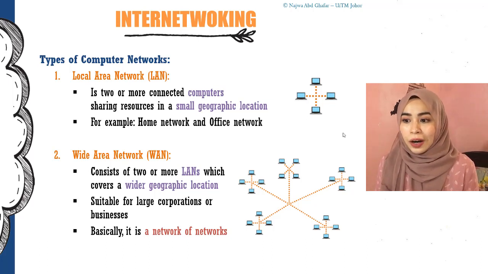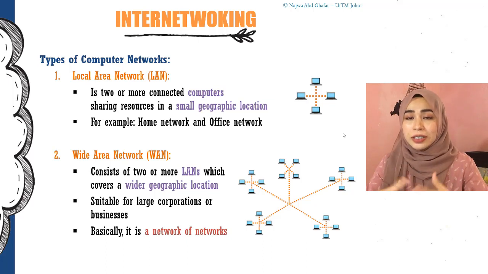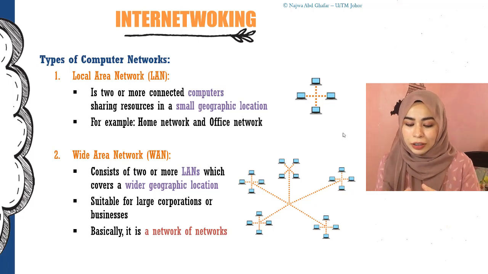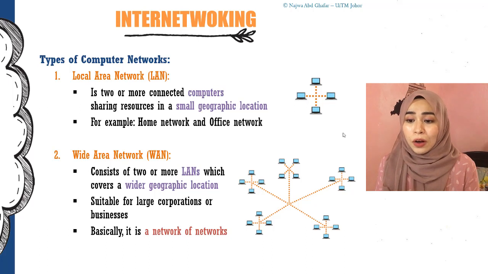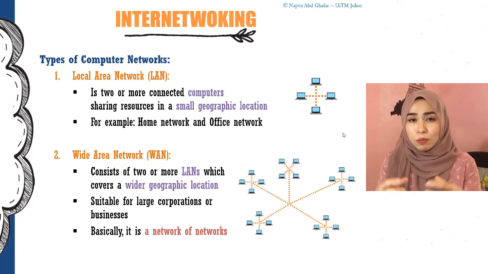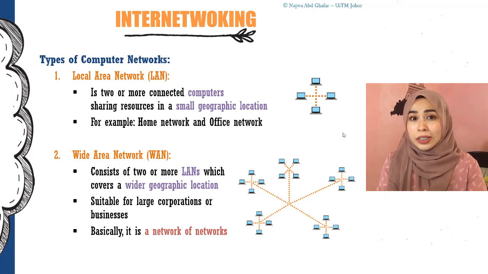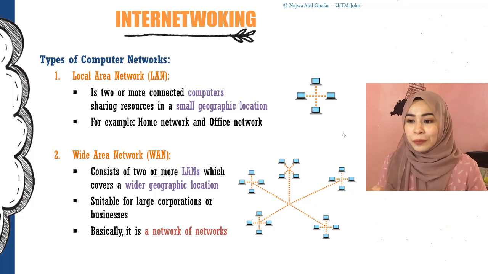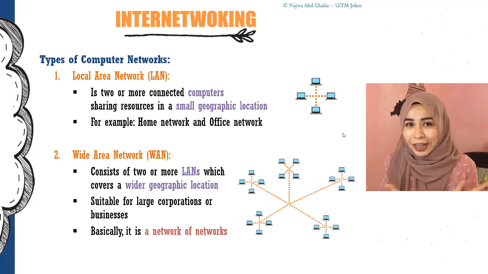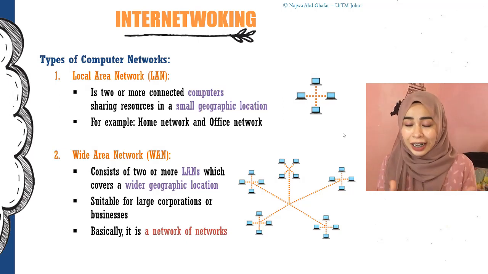The difference between these two is basically the size of the network. If the network is located in a smaller area, it is called a LAN. LAN stands for local area network. It is where you have two or more computers connected together, sharing resources in a small geographic location. So the location is pretty small. For example, you have a network inside your home, where you have all these different computers connected together, and you have the internet as well. That is known as a LAN. Or within an office, sharing the same printer, that is known as a LAN as well.